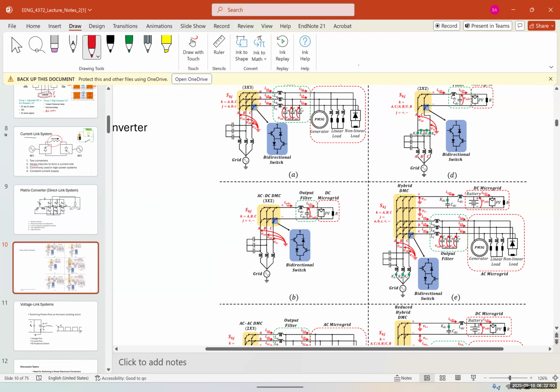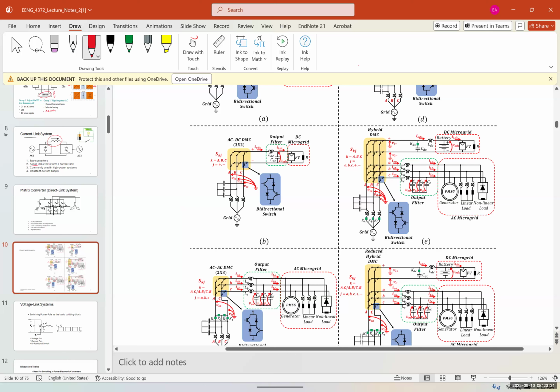E is a hybrid DMC connected to a DC microgrid. And also we have connection to an AC microgrid as well. That's the reason we call it hybrid. This is exactly what happens if you have a community that has solar panels and a huge battery storage system, and at the same time you want to be connected to the grid, this is the one that you go. So you have the PV panels connected, you have the battery connected, and finally you have the AC microgrid that you have as well.